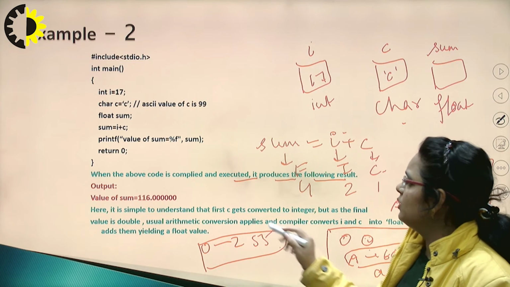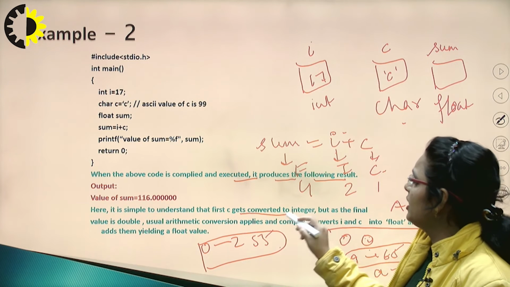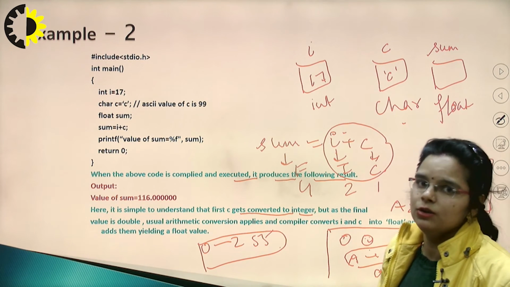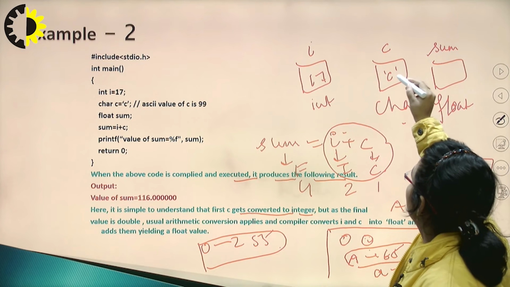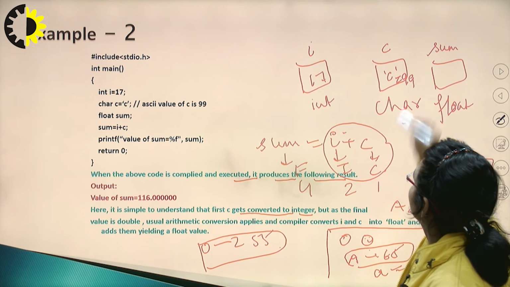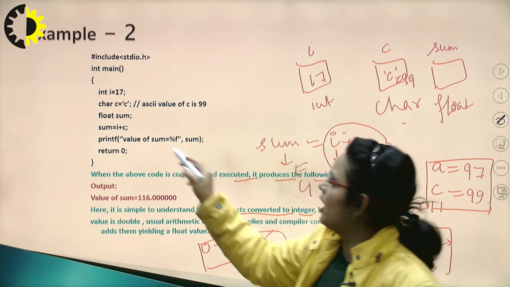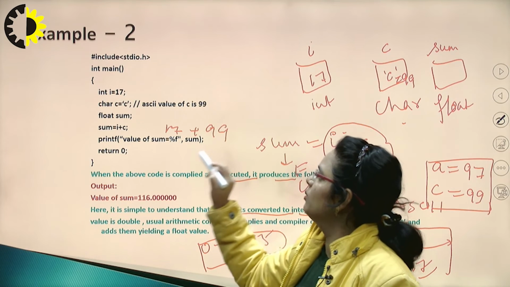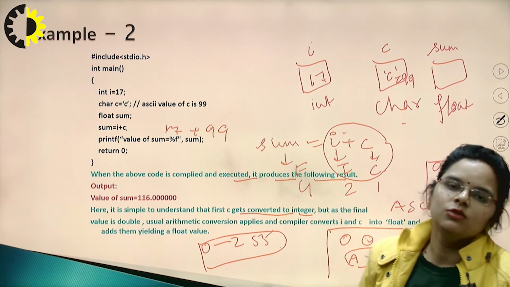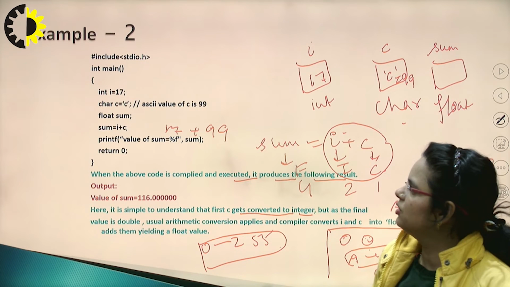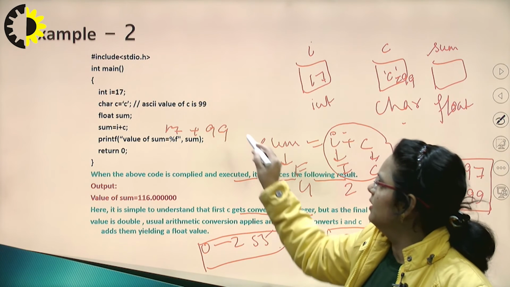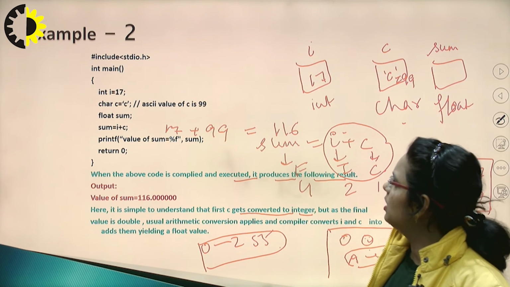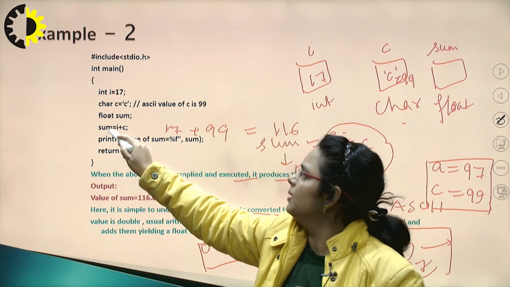Here, first of all, the character's value C is converted to integer because it has to work with integer type values. So C is converted to integer, and the value of C would become 99. I has 17 and C has 99 as an integer value, because C is calculated with the I value, and I is of integer type. So 17 plus 99, the resultant value would be 116. And this 116 is saved in sum.